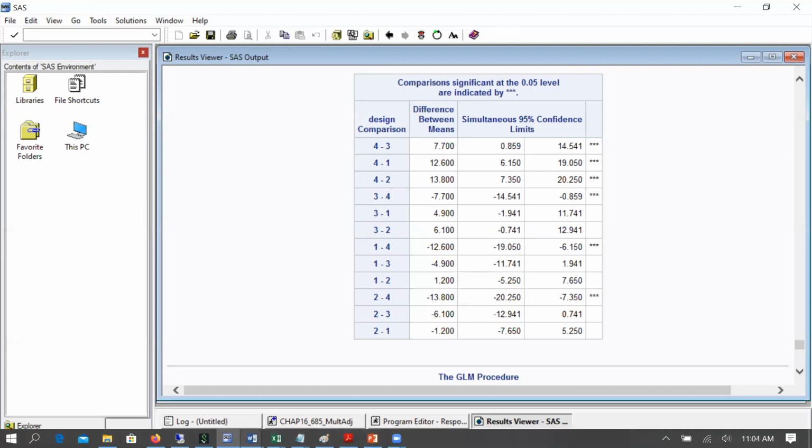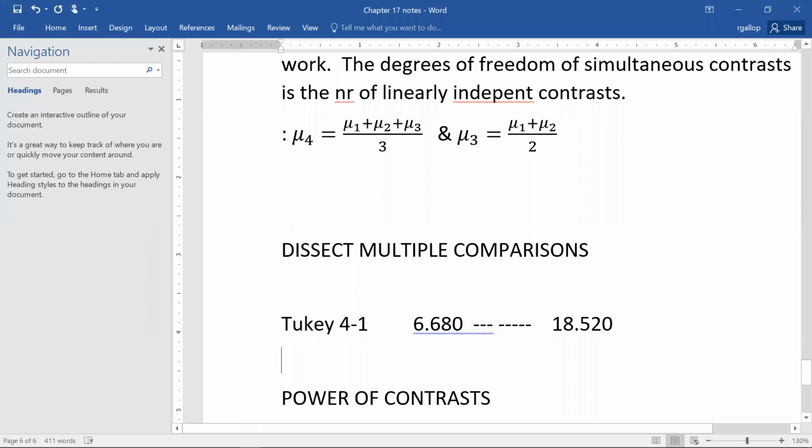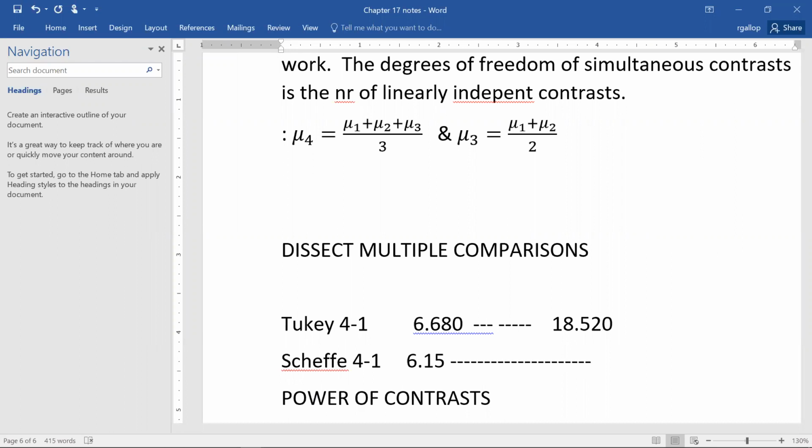So we go here to the Scheffé. 6.641. This gives us 6.15 to 19.05. So the Tukey gives a narrower multiple adjusted confidence interval than the Scheffé. So next we're going to go to, not the Bob, that's me. We're going to go to the Bonferroni 4-1.